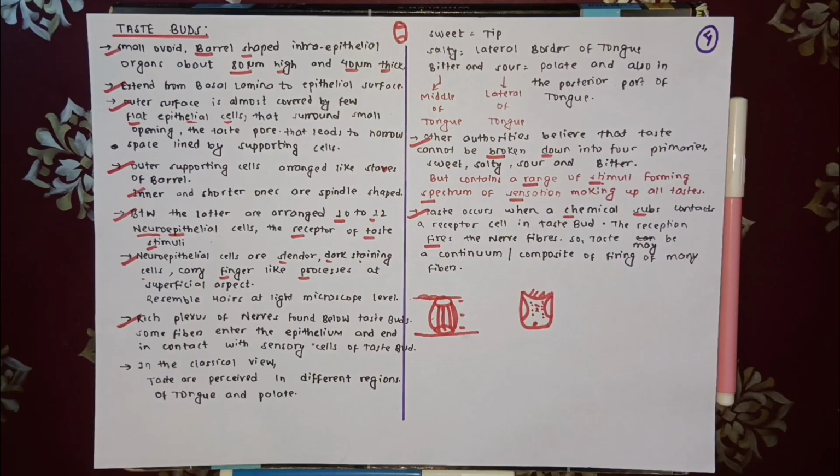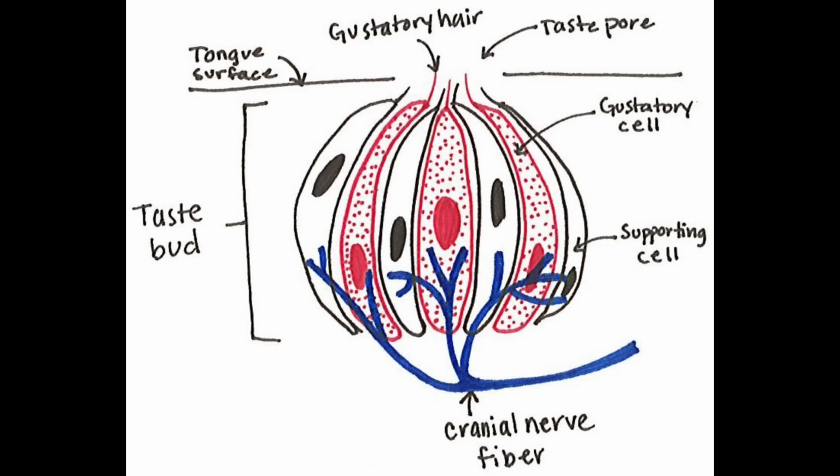So now I will show you the picture. This is a taste bud, and in this taste bud we can see the gustatory hair present there. Similarly we can see the taste bud above, and we can see the neuroepithelial cell. That red outlined cell with the red dots is the neuroepithelial cell, and the other one with the white background and black outline is the supporting cell.